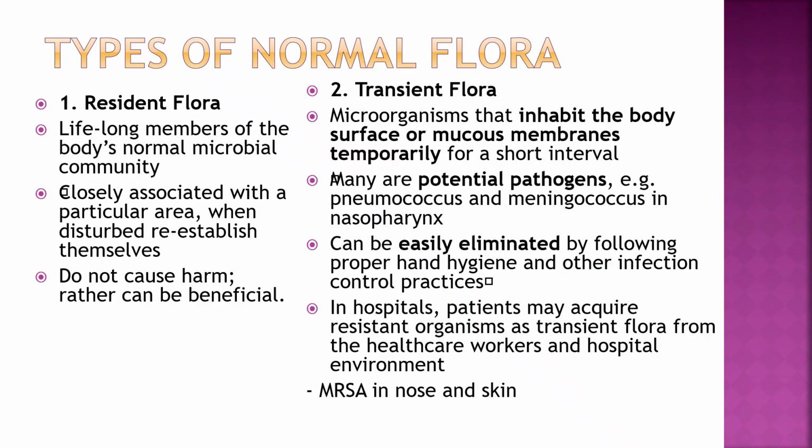Transient flora are microorganisms that inhabit the body surface or mucous membranes temporarily for a short interval. Many are potential pathogens, for example pneumococcus and meningococcus in the nasopharynx, and can be easily eliminated by following proper hand hygiene and other infection control practices. In hospitals, patients may acquire resistant organisms as transient flora from healthcare workers and the hospital environment. Example, MRSA, methicillin-resistant Staphylococcus aureus in nose and skin.